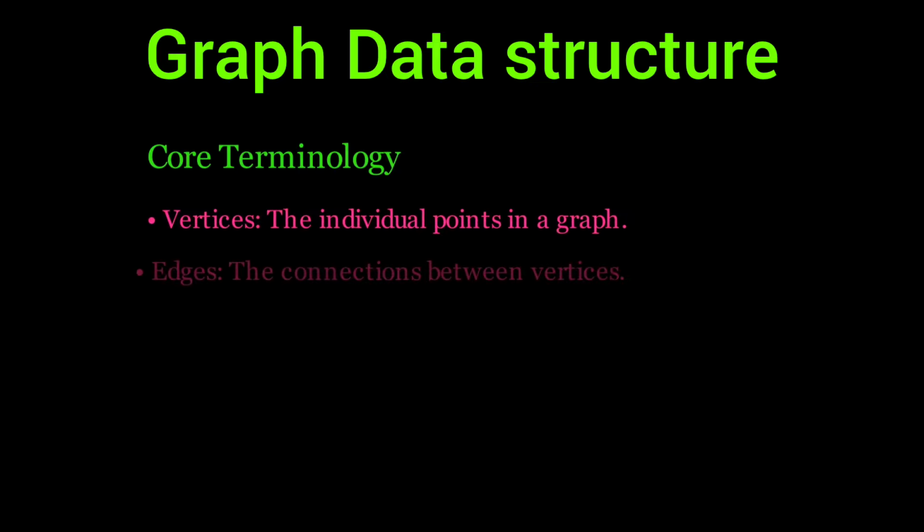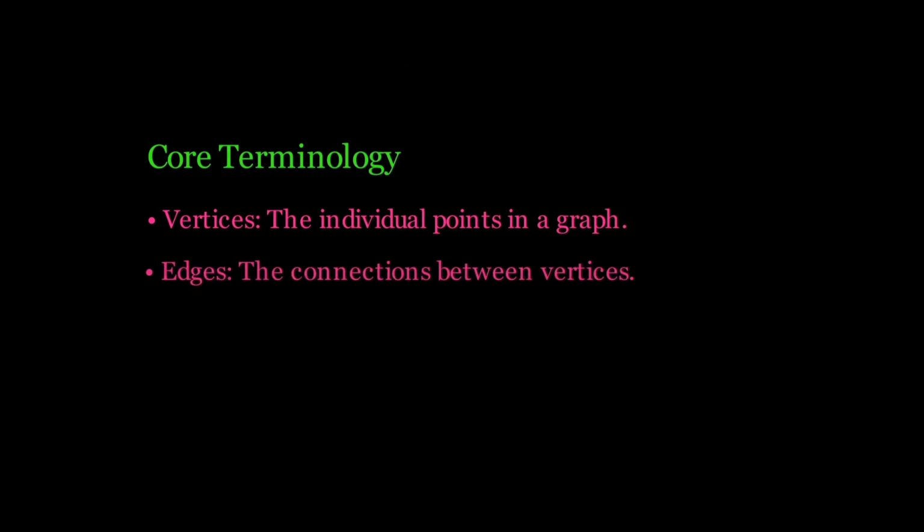First, let's break down the core terminology. Graphs are made up of two fundamental components, vertices and edges. Vertices, these are the individual points or nodes in the graph. Think like a building block. Edges, these are the connections between the vertices. They represent the relationships or pathways.